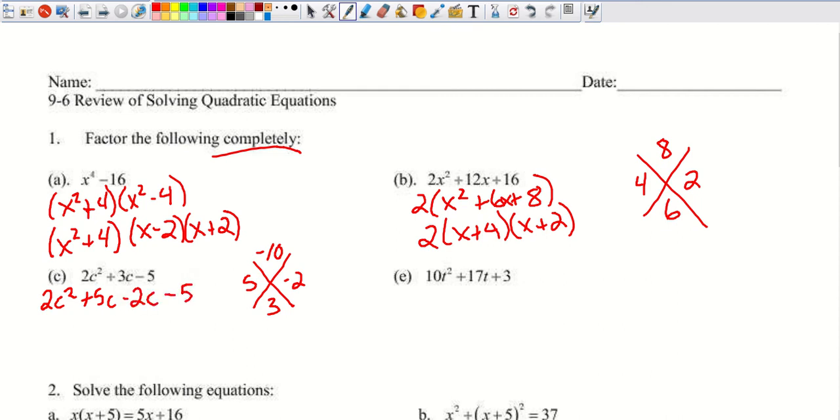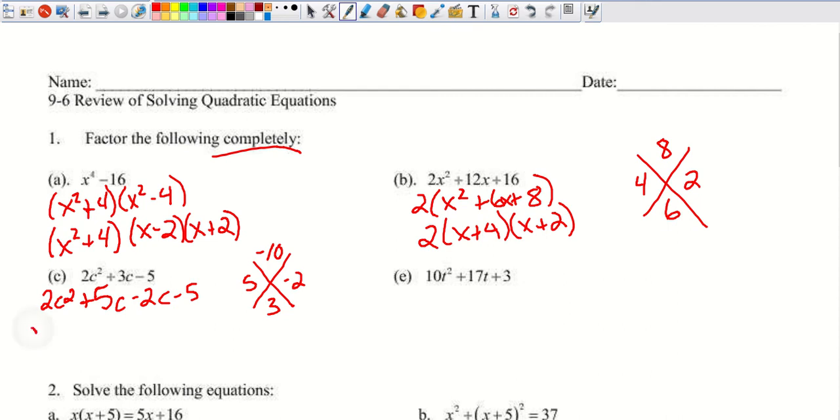Now you could switch it around and put the minus 2c first, right? Minus 2c plus 5c minus 5. It doesn't really matter which way you put it in, you'll get the same answer. Just what's in the parentheses and what's in front is going to switch. So since we started with our original order, plus 5c minus 2c minus 5, we're going to keep it here.